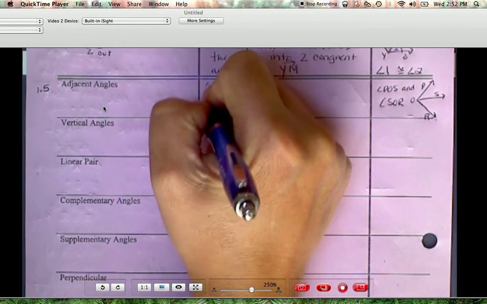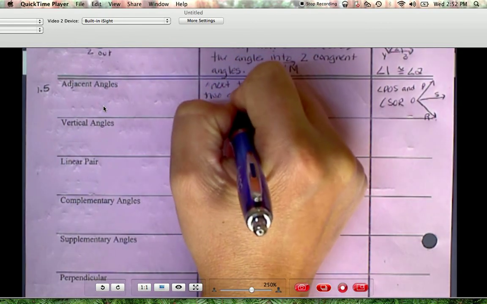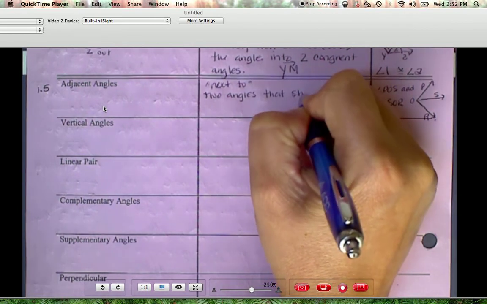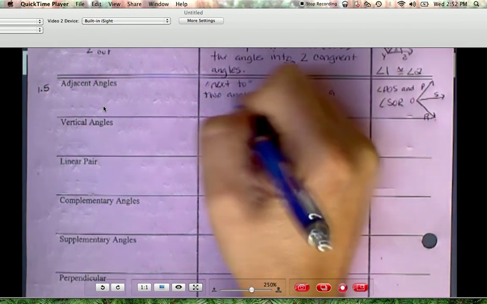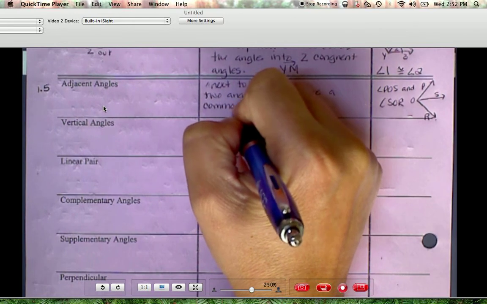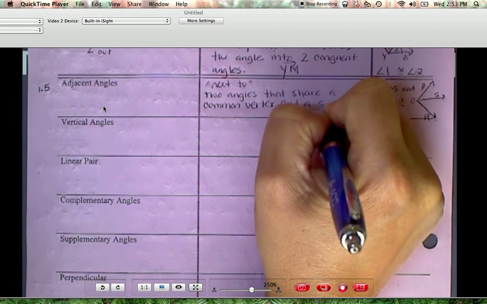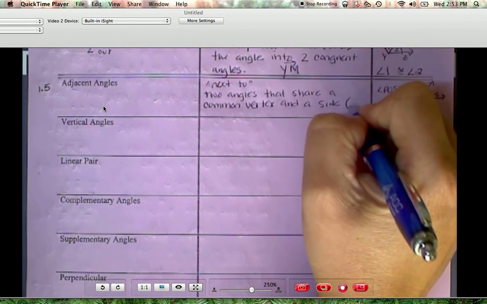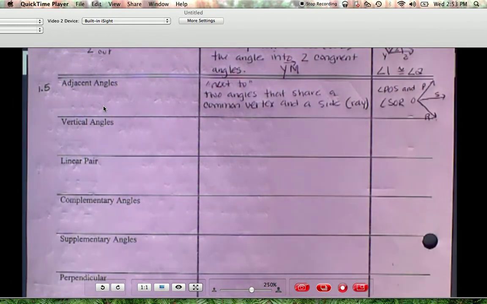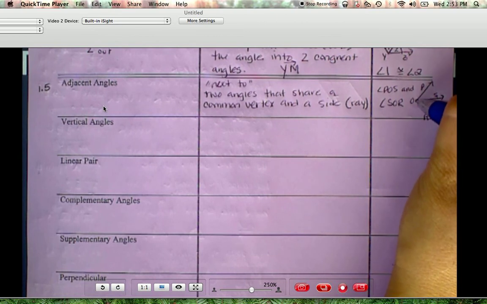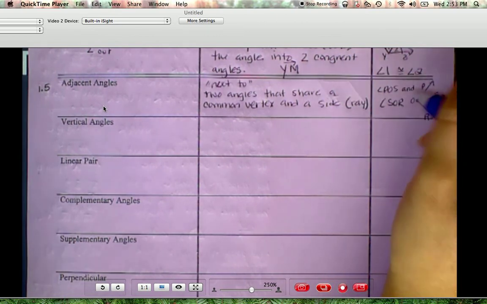The definition: two angles that share a common vertex and a side. And remember, we said a side was a ray. So in order for them to be next to each other, they have to both start here at this vertex. One shoots this way and one shoots this way. And they have to share an entire side, like a fence post.